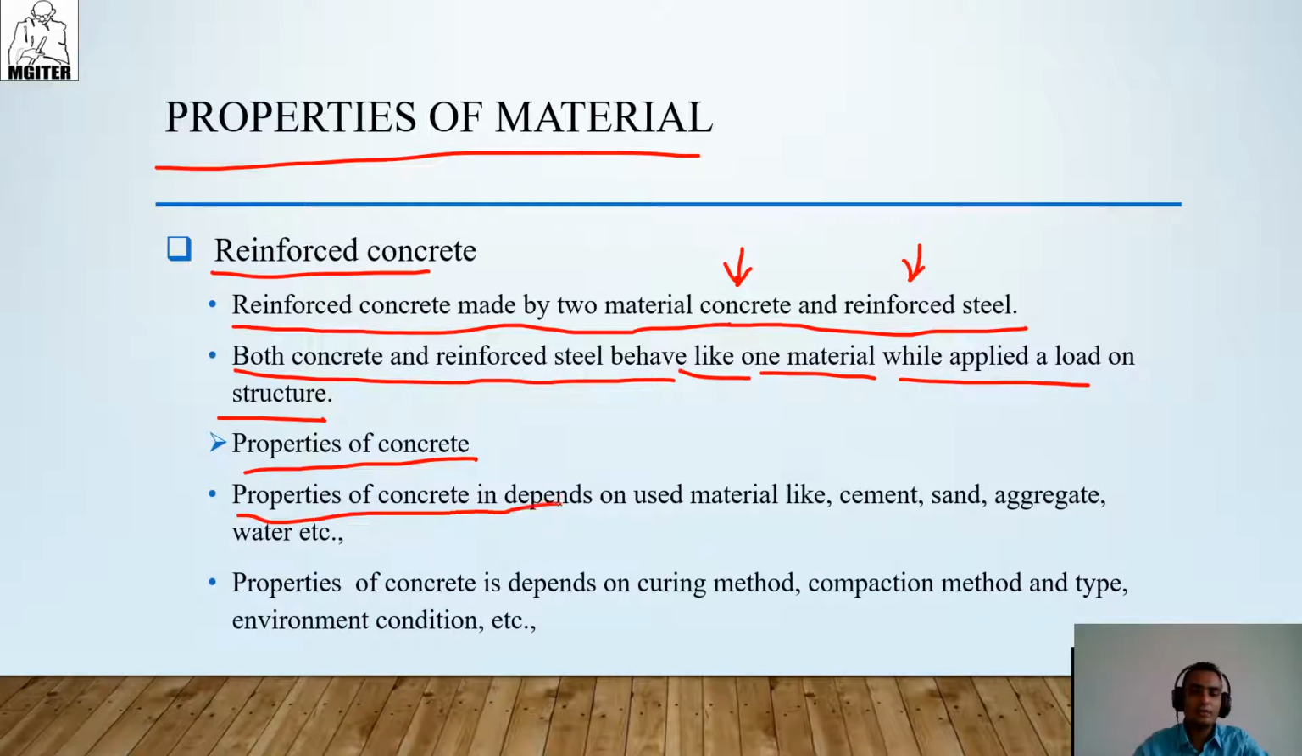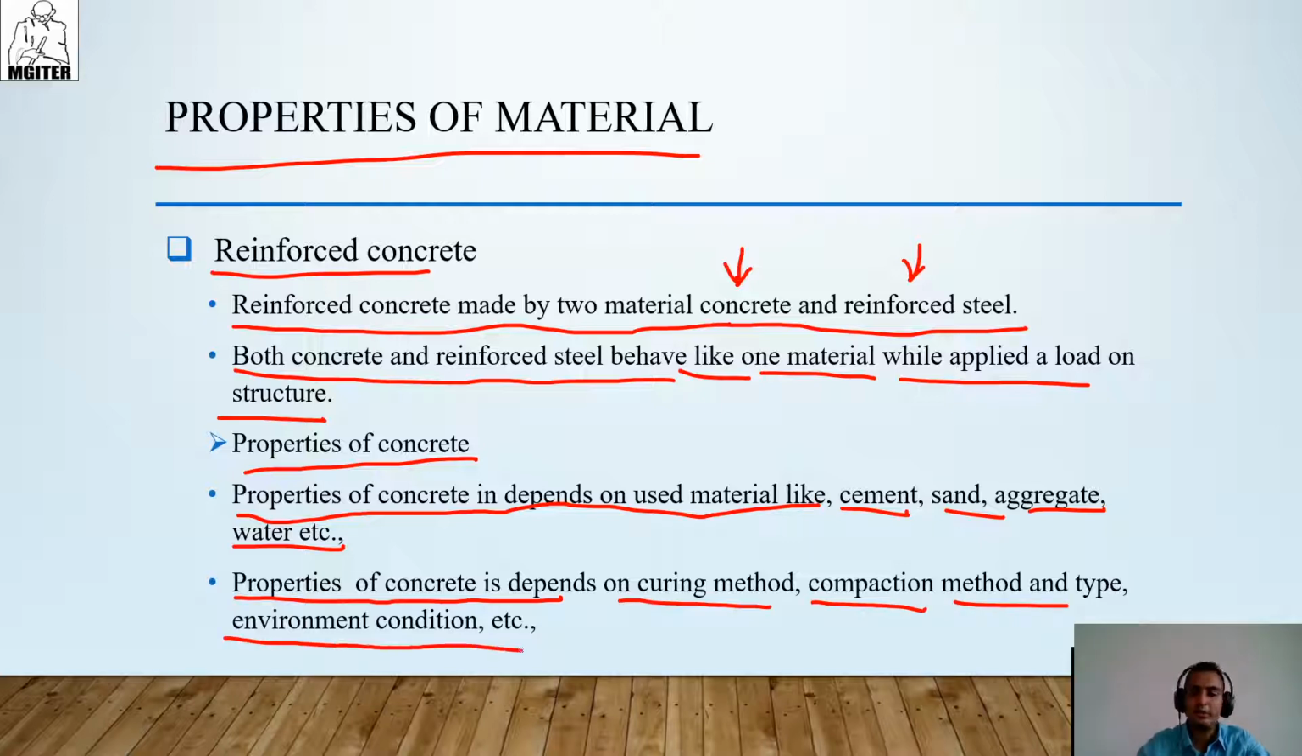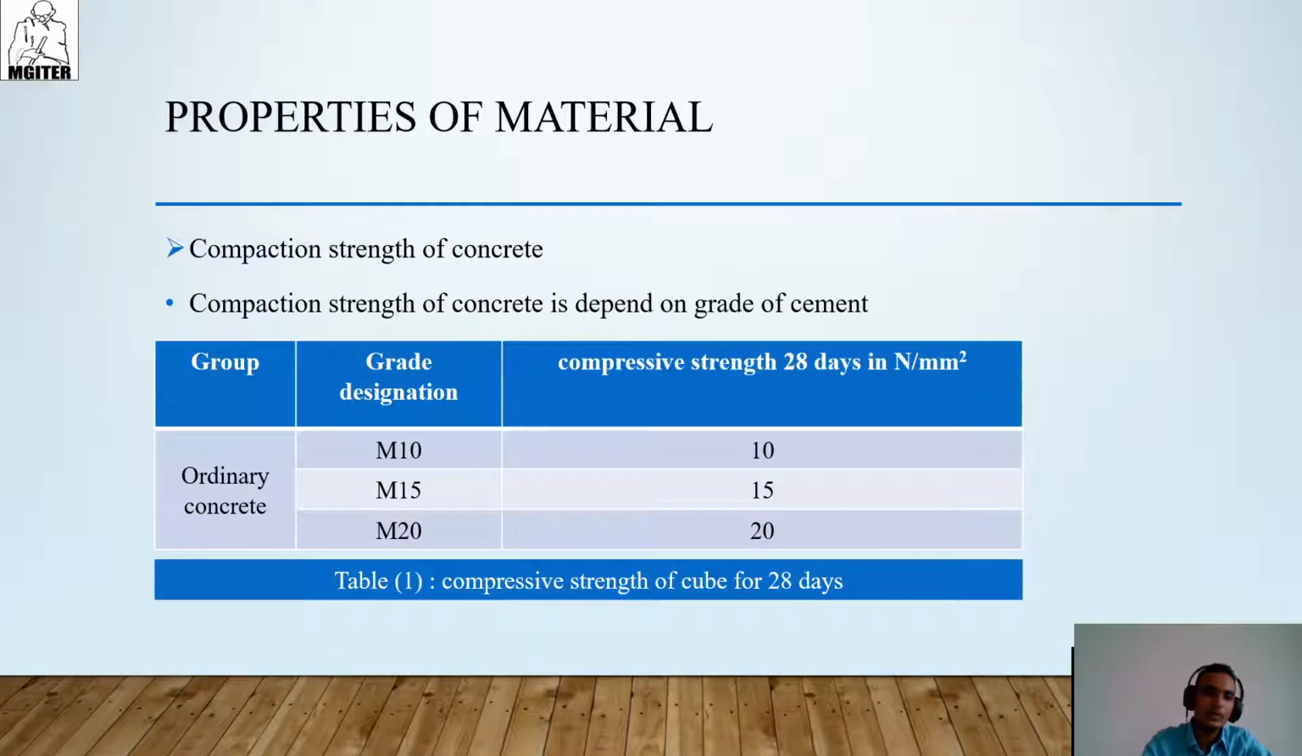So first of all, we have the properties of concrete. Properties of concrete depend on the used materials like cement, sand, aggregate, water, etc. Properties of concrete depend on curing method, compaction method and type, environmental conditions, etc. Then the compaction state of concrete depends on the grade of cement.